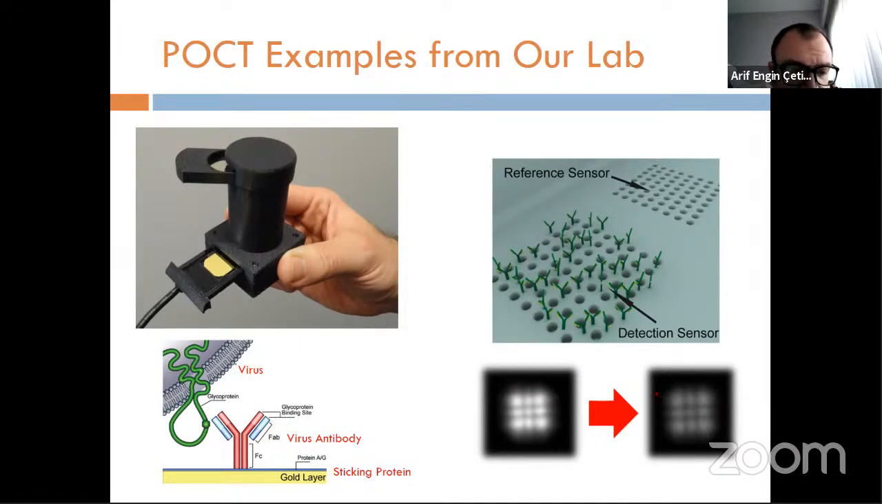We recently used this methodology to detect H1N1 viruses. What we did is we covered the surface with antibodies that have high specificity and affinity to H1N1 viruses. And when the viruses catch on the surface, like for example here, then we see a change in the light intensity. So we used this platform to successfully detect the viruses.